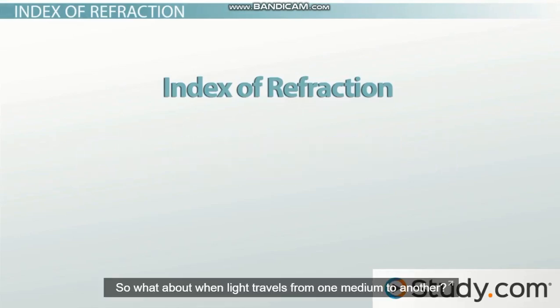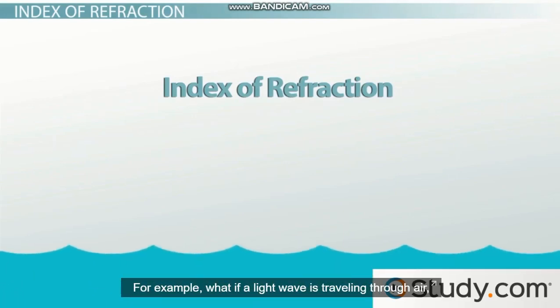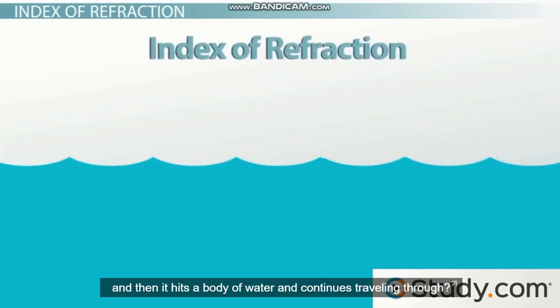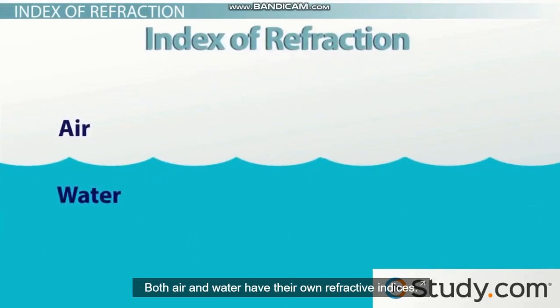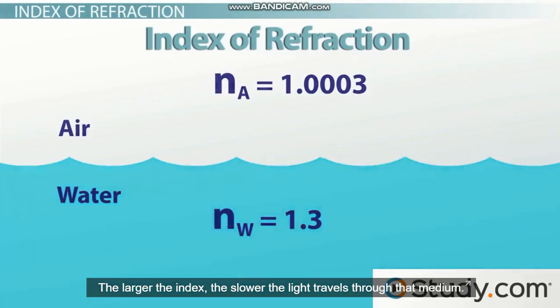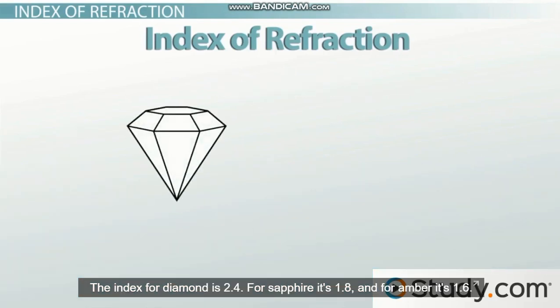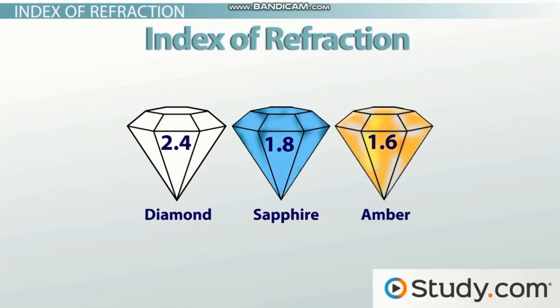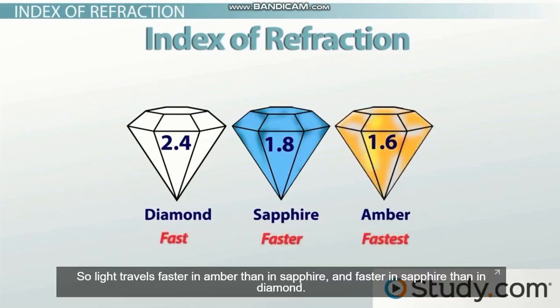So what about when light travels from one medium to another? For example, what if a light wave is traveling through air and then it hits a body of water and continues traveling through? Both air and water have their own refractive indices. The index of refraction for air is about 1.0003. For water, it's about 1.3. The larger the index, the slower the light travels through that medium. The index for diamond is 2.4. For sapphire, it's 1.8, and for amber, it's 1.6. So light travels faster in amber than in sapphire, and faster in sapphire than in diamond.